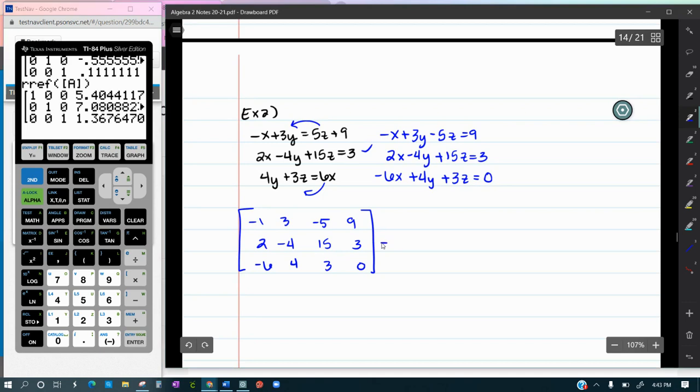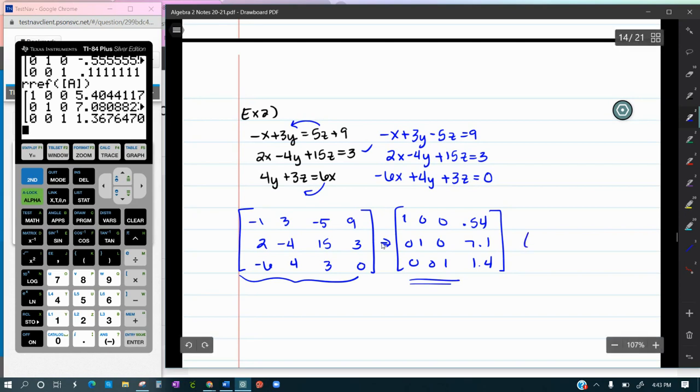So what the calculator shows us is 1, 0, 0, 5.4, 0, 1, 0, 7.1, 0, 0, 1, 1.4. You do not need to write this on your paper. I do need this matrix. You do not need this one. This is purely for your notes.